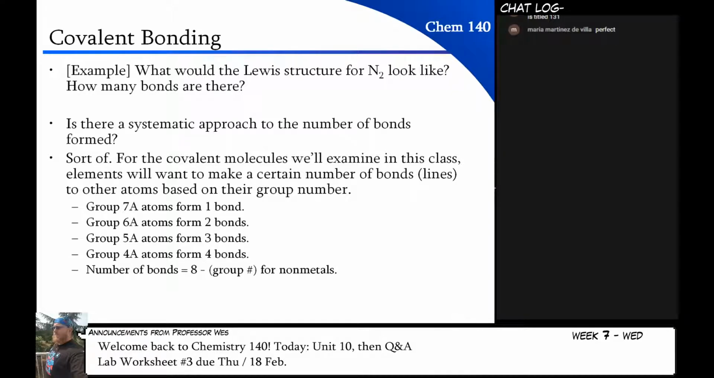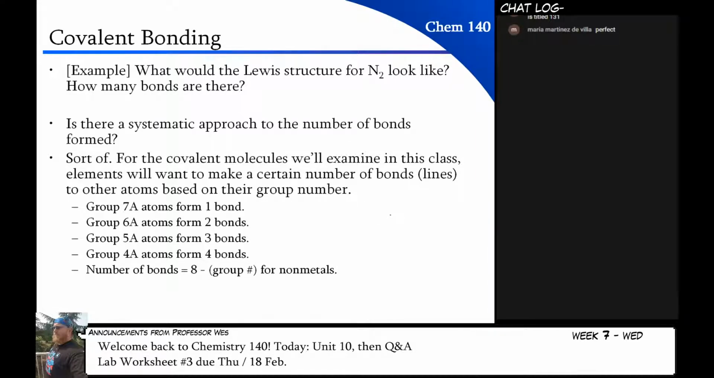Typically speaking, at least for this class, before we get to let's break all the rules in 161, the molecules that we're going to be working with will make a number of bonds that is equal to the number of unpaired electrons they have. So what that means is that any element in group 7, such as bromine, only has 1 unpaired electron because it starts with 7. So it's only going to make 1 bond. It will never make 2.